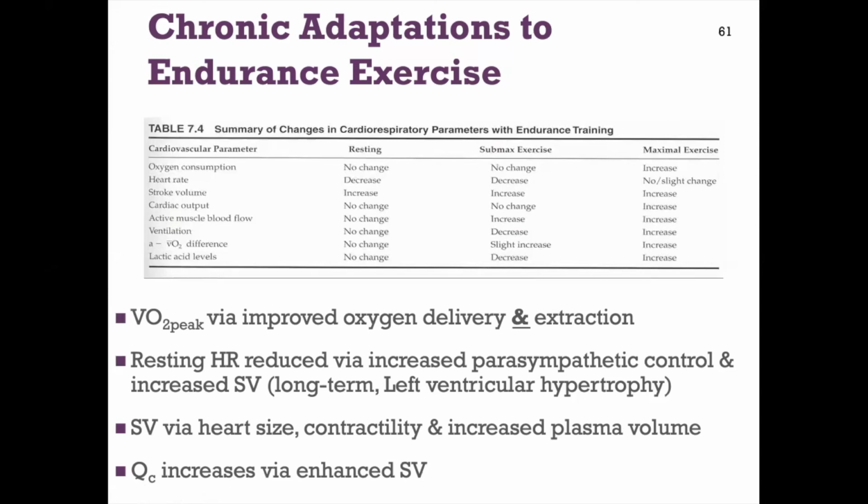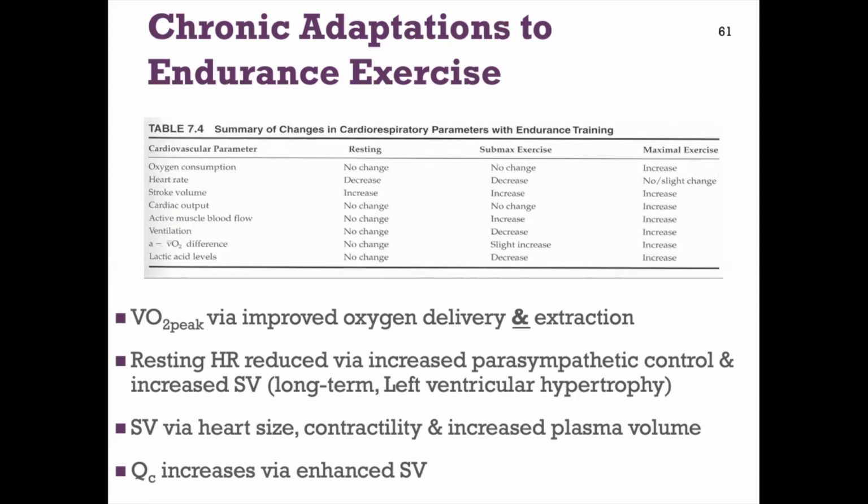So the take home messages of what I want you to understand are that our VO2 peak or our VO2 max is improved because we get more oxygen and can have more extraction when we move from being sedentary to when we are endurance trained. The resting heart rate is reduced because we will have an increase of our parasympathetic nervous system control when we are at rest and an increase in our stroke volume.